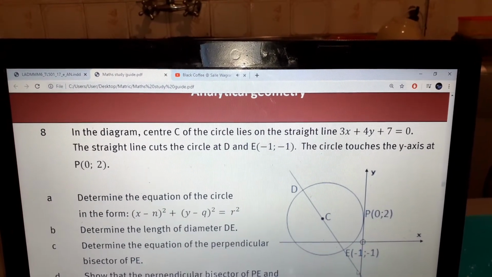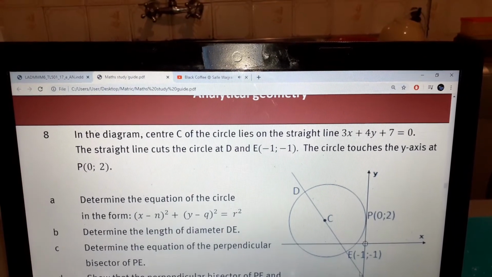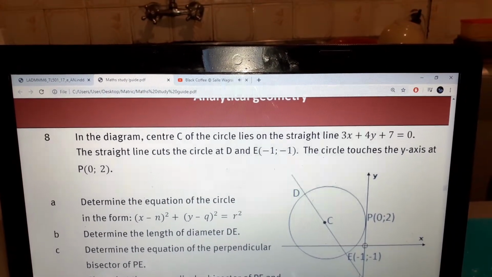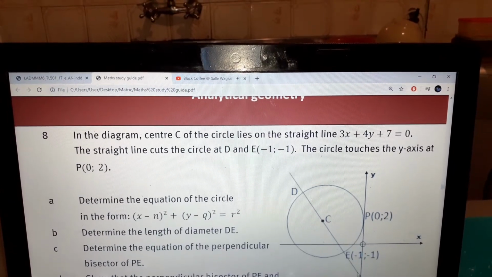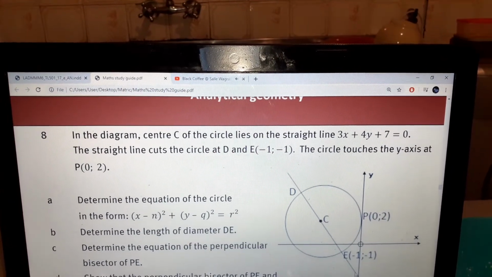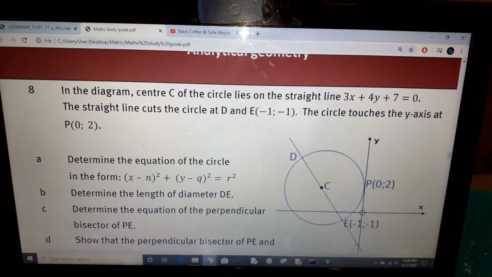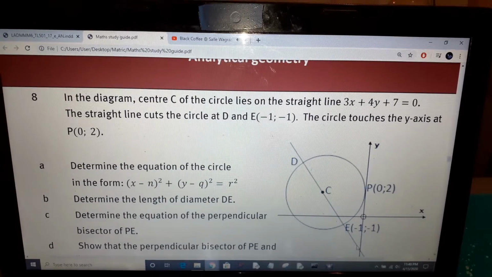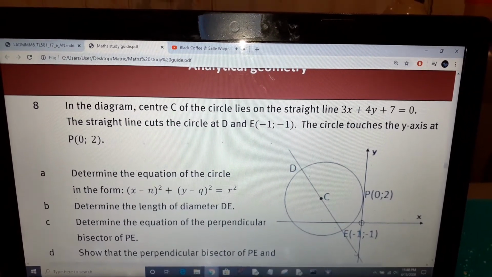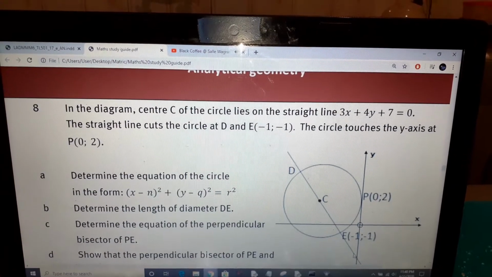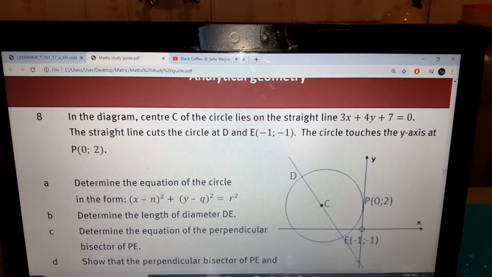So if we draw a line from C to P, then the y coordinate of P is equal to the y coordinate of C. So taking that y coordinate, I substitute it into the equation of the straight line and get the x coordinate of C.